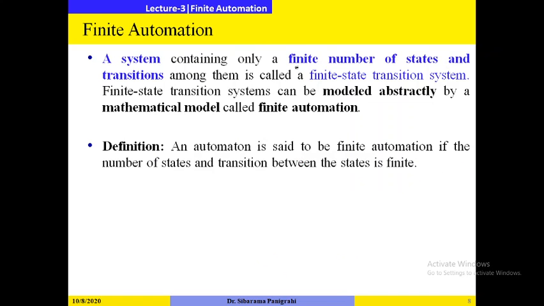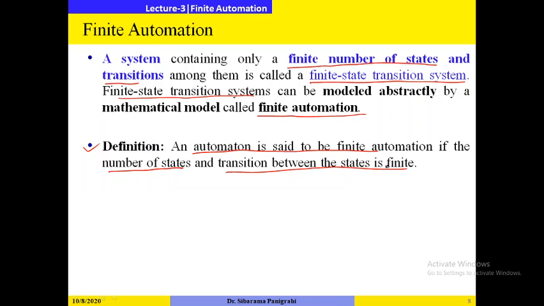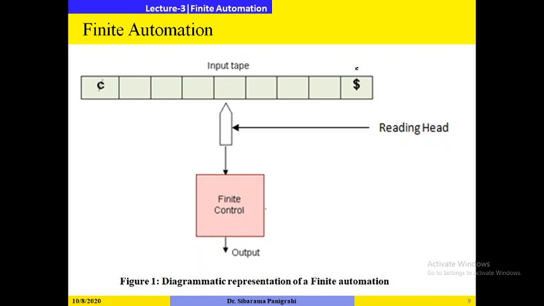A system containing only a finite number of states and transitions among them is called a finite state transition system. A finite state transition system can be modeled abstractly by a mathematical model called a finite automaton. So what is the definition of a finite automaton? An automaton is said to be finite if the number of states and transitions between the states is finite. So let us go through the model of a finite automaton. A finite automaton consists of three things: one is the input tape, one is the reading-writing head, and another one is the finite control.